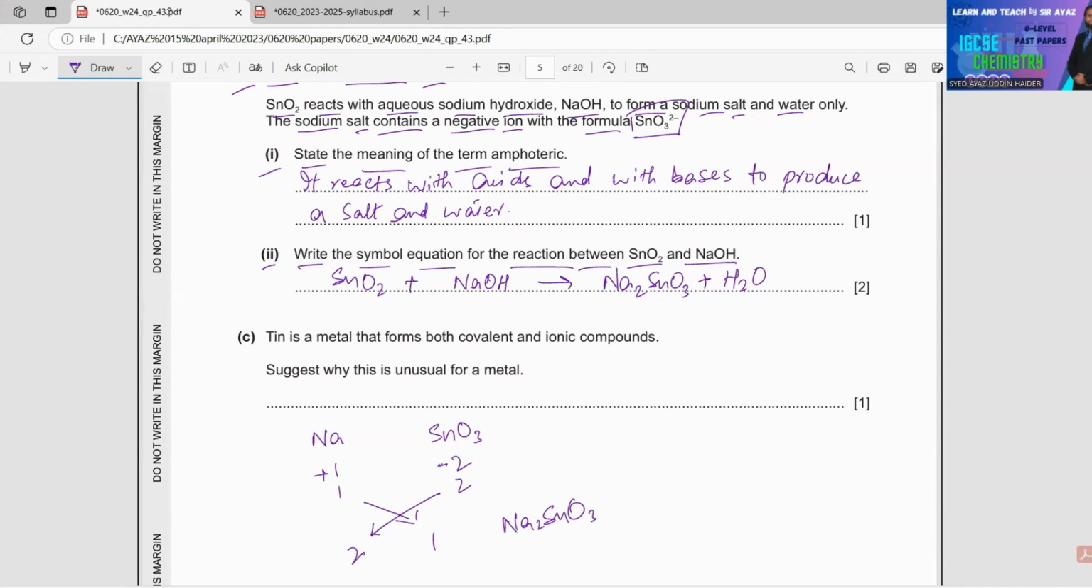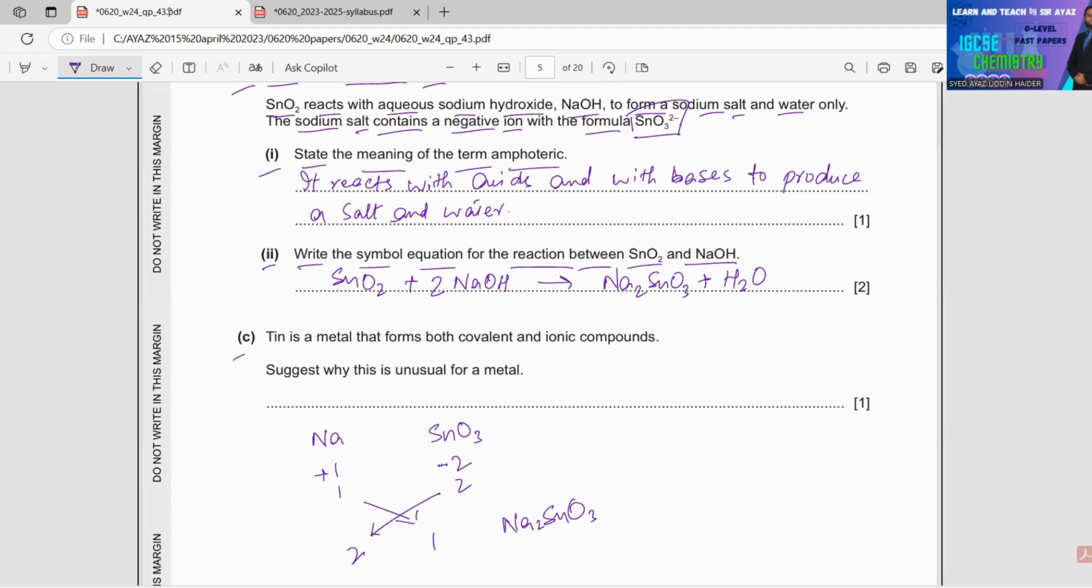Let's balance this equation. So if I write 2 before NaOH, now count the number of atoms. Sn, we have 1 atom of Sn on both sides. What about oxygen? 2 plus 2, 4. On the right hand side, we have 3 plus 1, 4. It's balanced. What about Na? 2 Na, reactant and product, both are balanced. Hydrogen, H2O, it's also balanced.